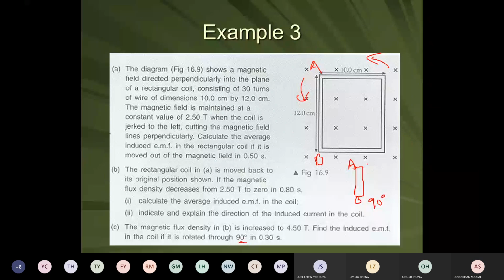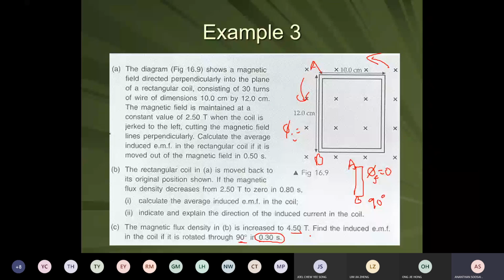So tell me, this coil rotates 90 degrees, flux drop or rise? Flux B dot A, drop or rise? Finally, the AB will be only on this side. The area we consider as 0, no area it covers. So the final flux is of course 0. The initial flux is B dot A dot N, but B now is 4.5. And this rotation happens in 0.3 seconds.